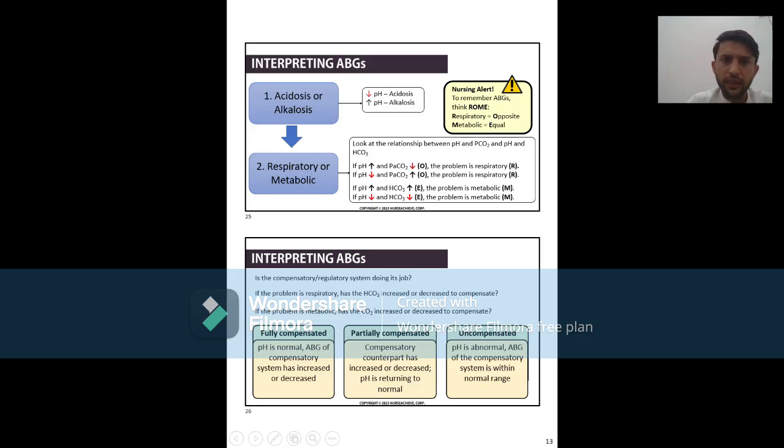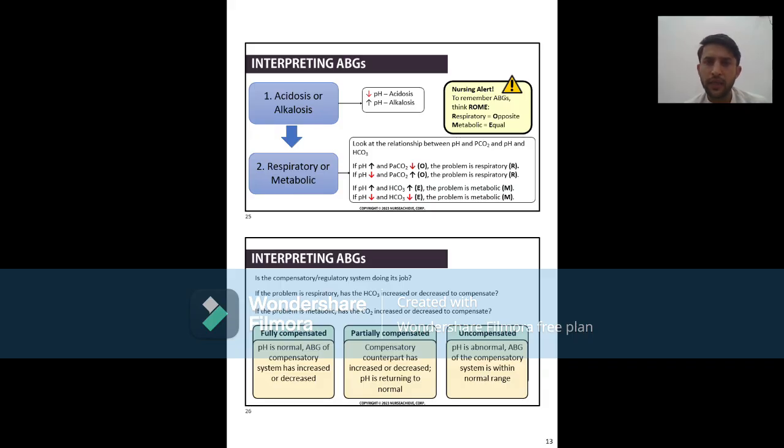These are the interpretations of the ABGs. First, we will look at the pH, whether it goes up or down, acidotic or alkalotic. Second, we will check whether the patient is in a respiratory condition or a metabolic condition. We have an important formula, we call it ROME. ROME means respiratory opposite and metabolic equal.